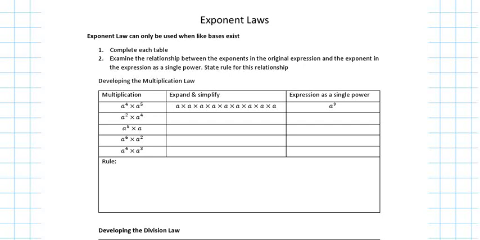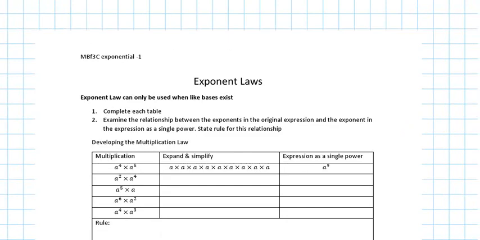So we're going to start with the multiplication law. Okay? So multiplication law says if you have two bases, so just quick review here. In a term, this is called the base, and this is called the exponent or the power. So your base is the letter or the number or whatever, that's the base, and then whatever is on top, that's your exponent.